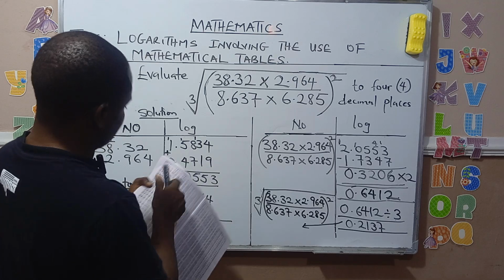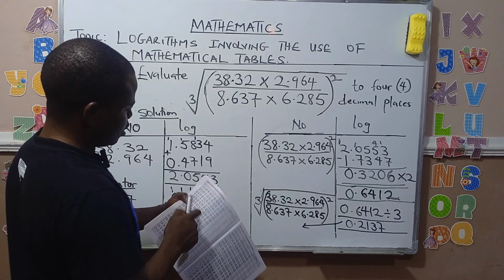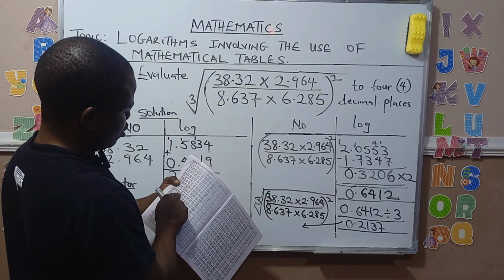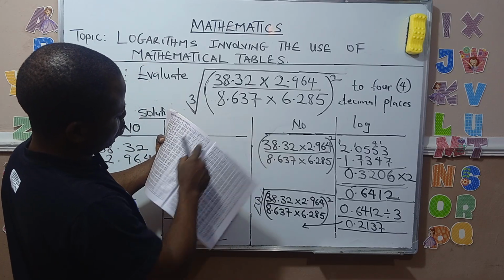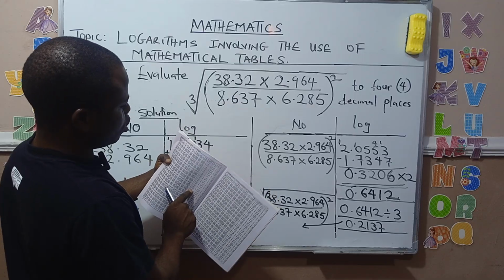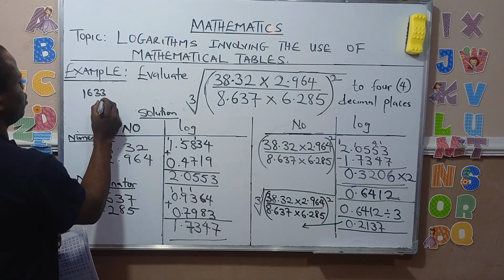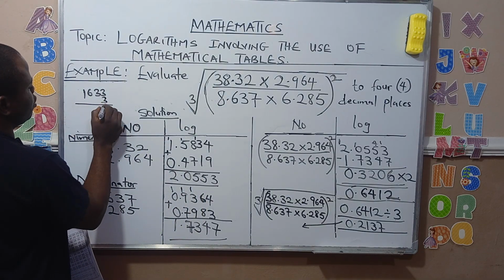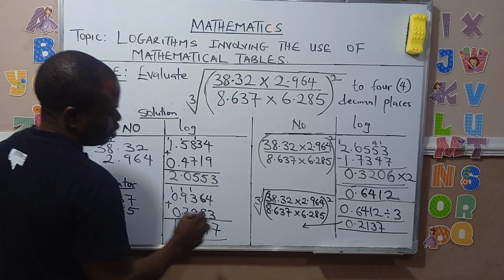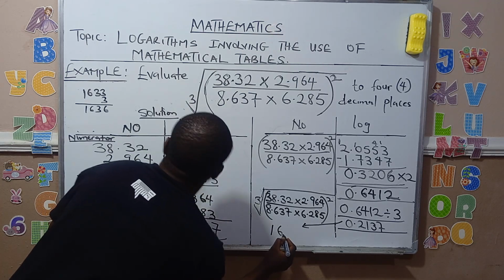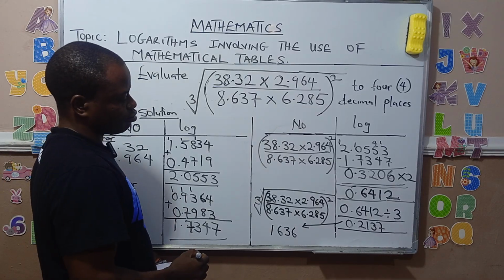You have 1633 under 7. 0.21 under 3. Under the difference of 7, you trace it down to the point you're having 3. We have 3 from the back. 3 plus 3, that's 6. We're having 1636. You must not stop there.